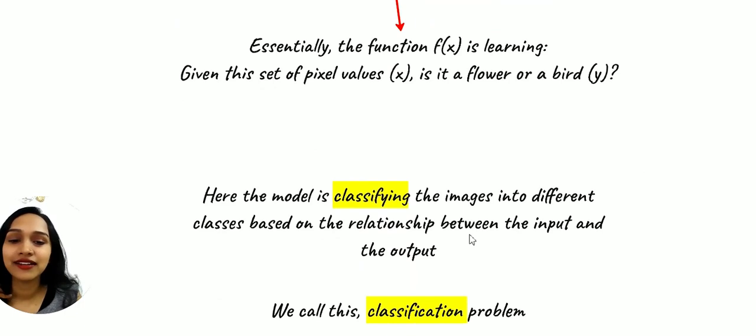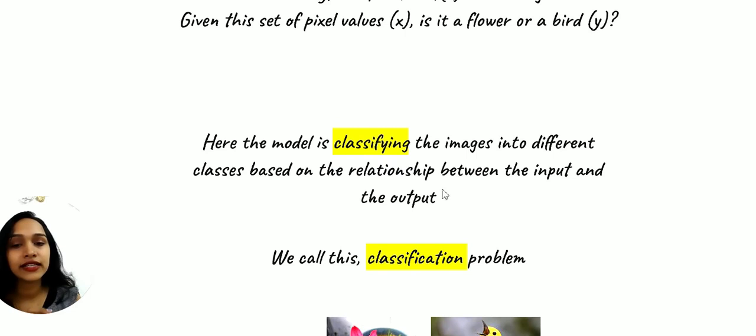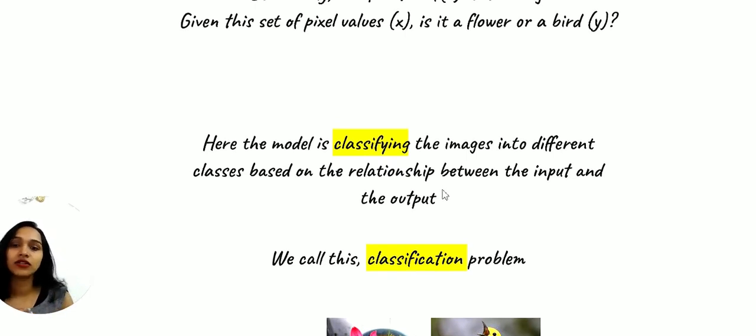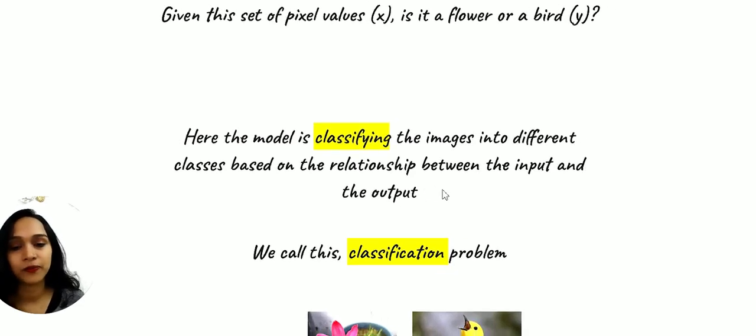Now, when we summarize the supervised machine learning model, essentially our function f of x is learning, given this set of pixel values, is that a flower or a bird. So these pixel values are the input values or the input features, and that flower or bird, that label, is the y. So it is learning the relationship between x and y. So our model is classifying the images into different classes based on the relationship between the input and the output. So this is a classification problem. We call this a classification problem.